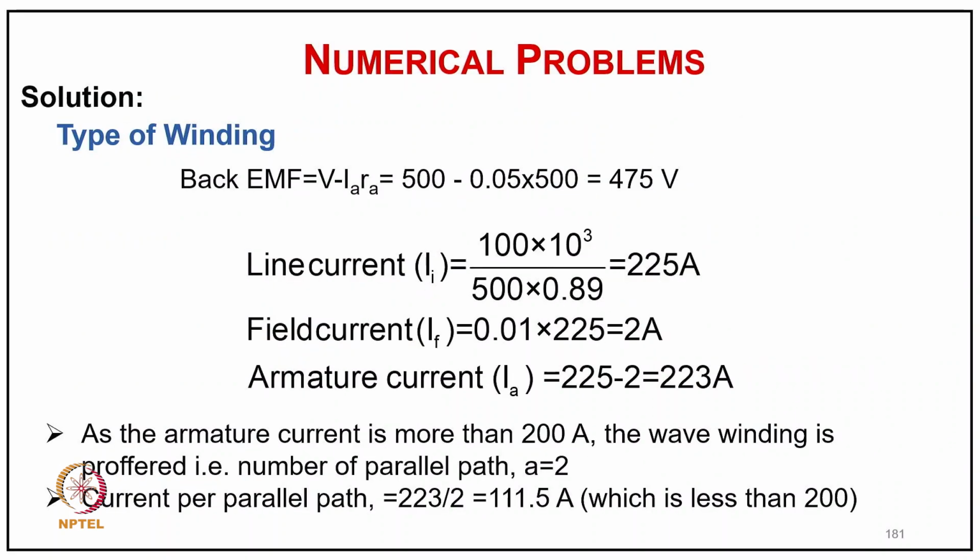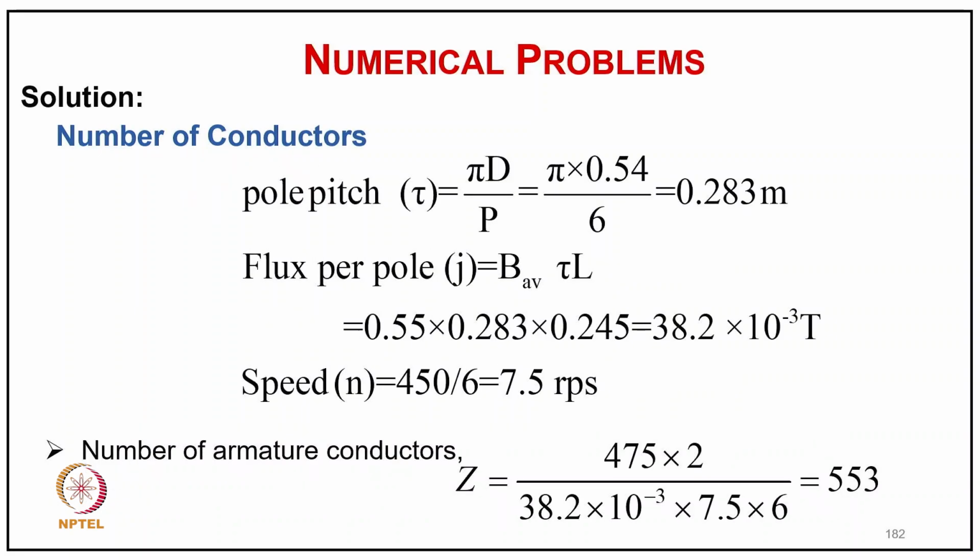So now coming to the solution, type of winding: the back EMF is V minus I Ra, that comes to 475 volt. Line current is P upon V, it comes 225 ampere, and field current is 1% of this, that's 2 ampere. Armature current is now the line current minus field current, that's 223 ampere, and armature current is more than 200. The wave winding is preferred, that is number of parallel paths A equals 2, and current in a parallel path is 223 by 2, that is 115 ampere, which is less than 200 ampere.